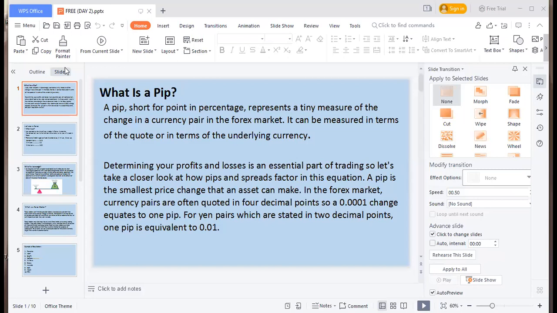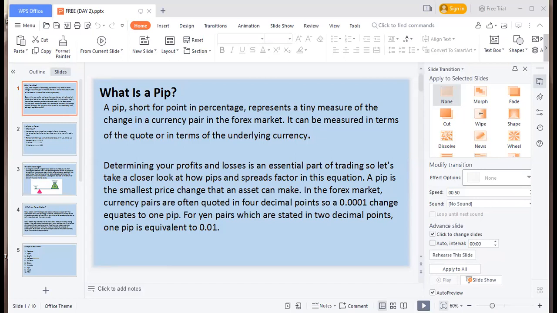What exactly is a pip? A pip is known as points in percentage, and it represents a tiny measure of change in the forex market. It can be measured in terms of the quote or in terms of the underlying currency. Determining your profit and losses is an essential part of trading. So let's take a closer look at how pips and spread factor into this equation.